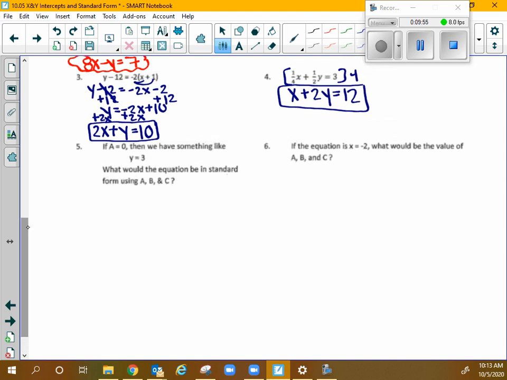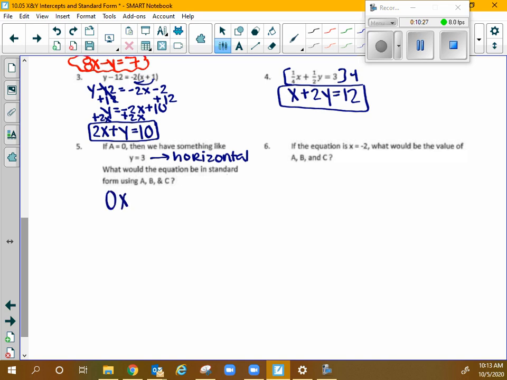If a equals 0, then we have something like y equals 3. What kind of line is that? Horizontal line. It has no x, so it doesn't touch x. The only kind of line that doesn't touch x is a horizontal line. So that is a horizontal line. So they said a equals 0.